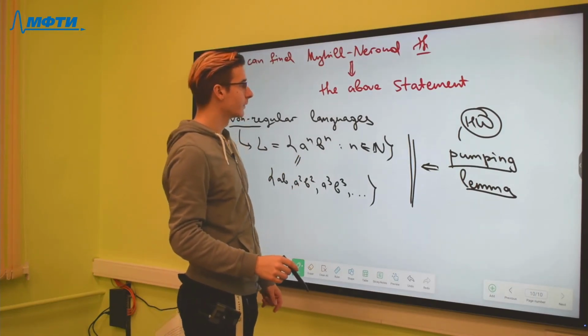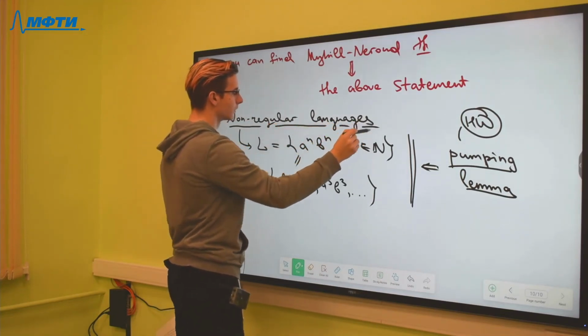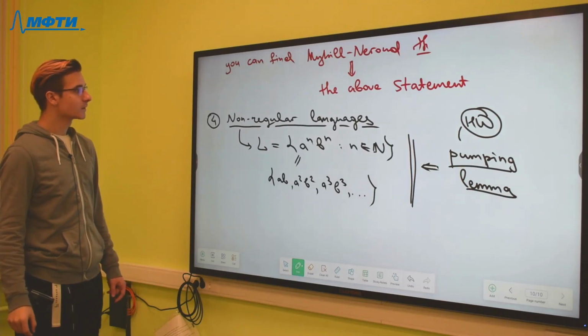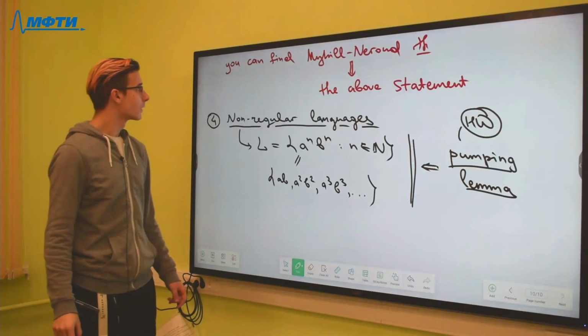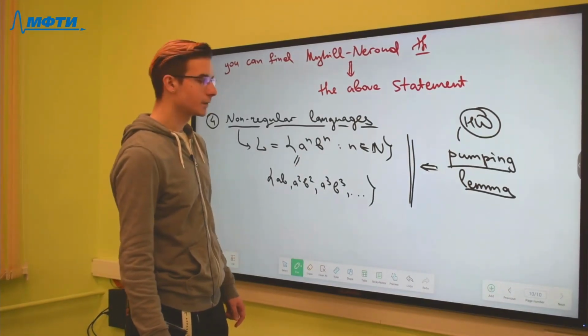And then we start with this statement next time, and then talk about other algorithms that are connected with finite automatons. So that's all for today.